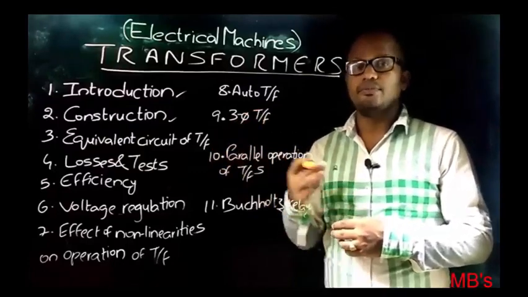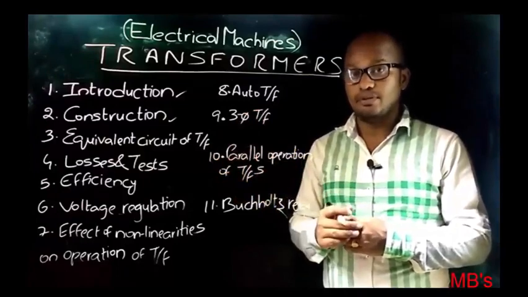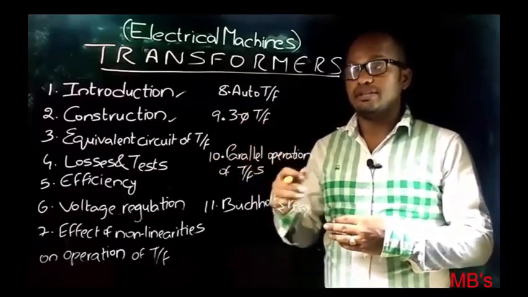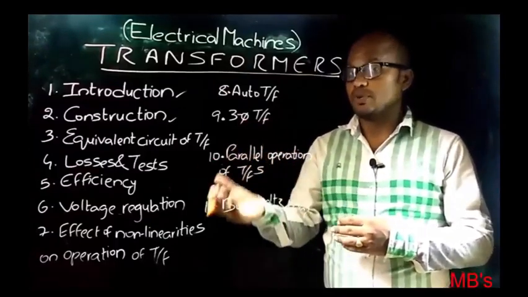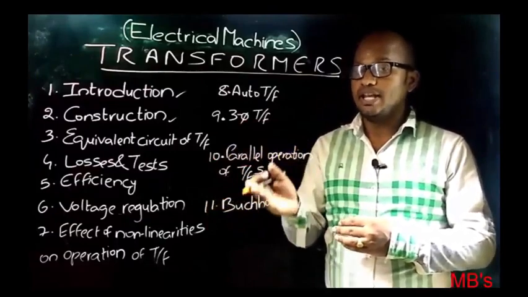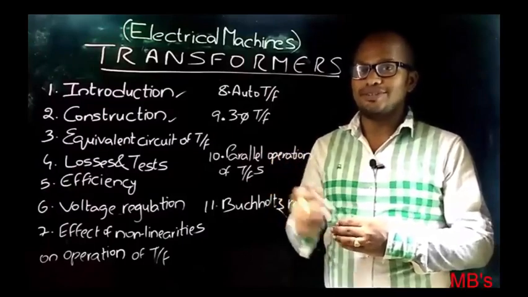Next, efficiency. From this you will know the difference between power transformer and distribution transformer, and it will be also discussed about all-day efficiency and the rating of transformer. Next, voltage regulation. From this you will know what is voltage regulation and the conditions to obtain the minimum voltage regulation and maximum voltage regulation, and zero voltage regulation will also be discussed.